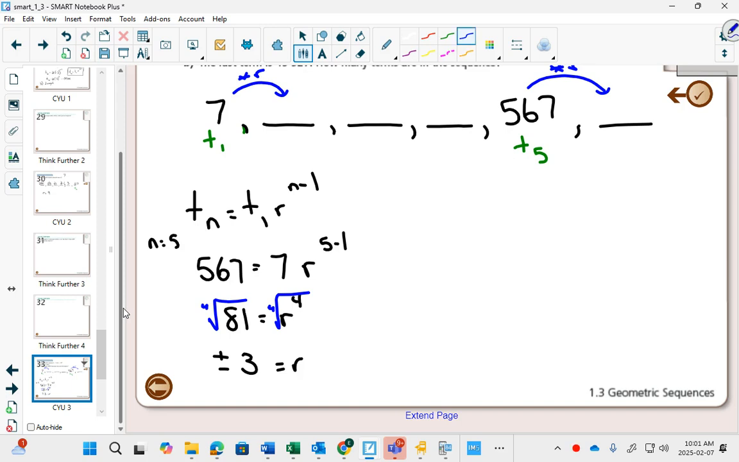So if it was plus or minus 3, does it make sense that term 2 is going to be either 21 or negative 21? And then term 6, go to my calculator again, multiply that by 3, could be 1701 or negative 1701.